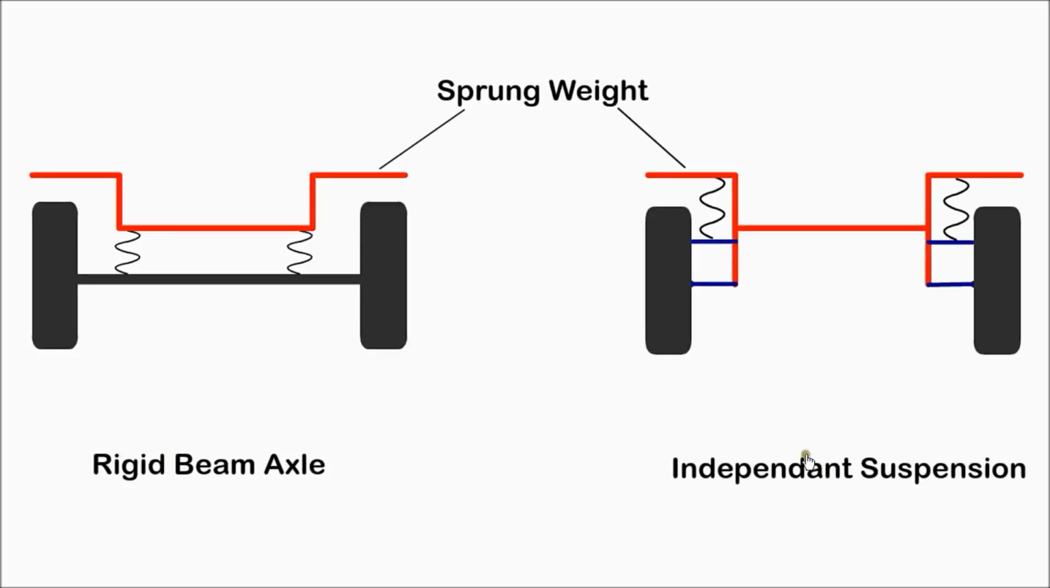An unsprung mass or unsprung weight is the mass of suspension components attached to the wheels. Ideally, the unsprung mass should be as small as possible compared to the sprung vehicle mass.